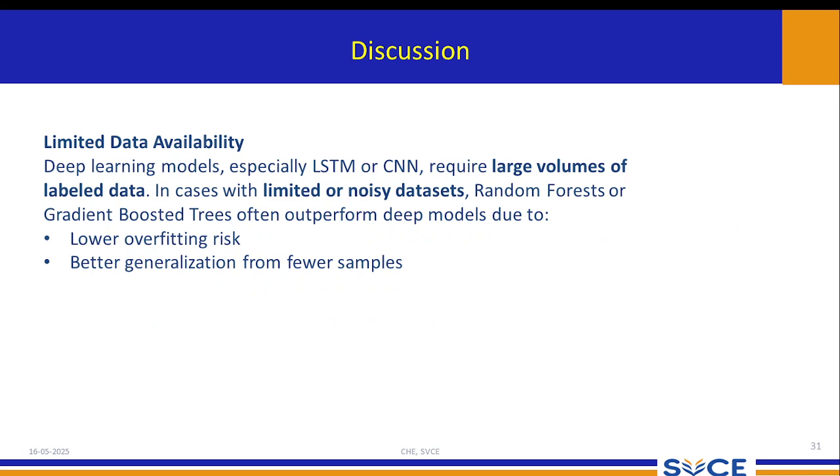Coming to limited data availability, deep learning models, especially LSTM or CNN, require a large volume of labeled data. Long short-term memory requires a large volume of labeled data. In cases with limited or noisy datasets, random forests or gradient boosted trees often outperform the deep models due to lower overfitting risk and better generalization from fewer samples.